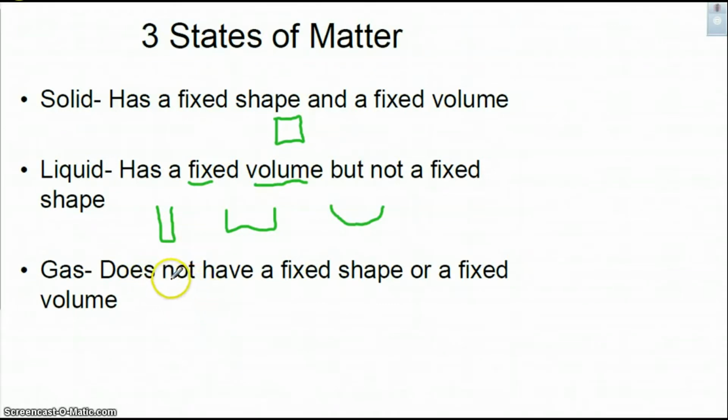And then we have gases. Gases do whatever they want. They do not have a fixed shape or a fixed volume. So they could fill any of these shapes. They could fill smaller shapes. Think about a balloon. You can put air into a balloon. You can squeeze that balloon and make the balloon smaller, so it can take up less space. And it can take up any space you want. It can be a big, huge balloon. It can be a small balloon. They can take up any shape that you put them in.